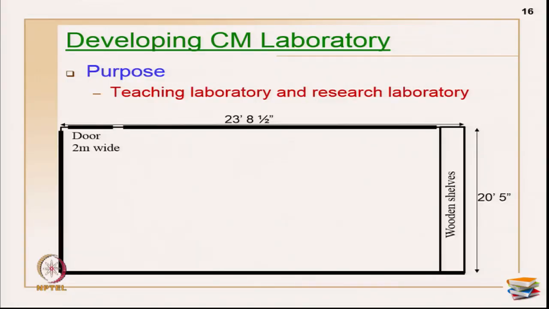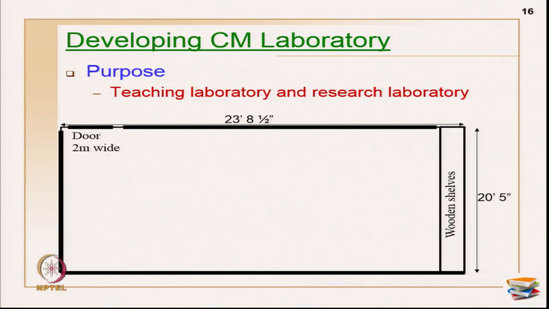Now, let us see an example also. This is a simple example, developing a construction management laboratory. Actually, this was a live example which happened in our premises, but I have modified the example just to showcase the problem as such. So, this is a room. Okay. So, the room was not functional for a few years, and this was supposed to be taken up by the construction management group in setting up their laboratory.